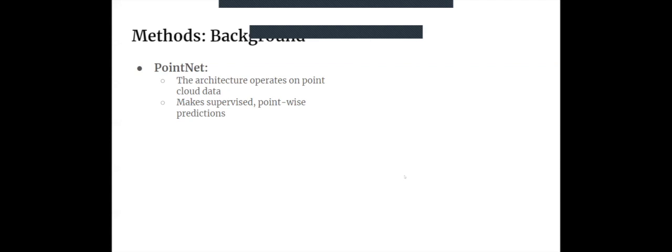So to make this model, we use PointNet, which is an architecture that's designed to intake point clouds. This means that the order of the points is completely invariant. And it also makes point-wise predictions. But the issue with PointNet is that it's supervised, meaning that our data would have to have labels. But we're trying to accomplish an unsupervised task, so we had to get creative with how we approached this problem.